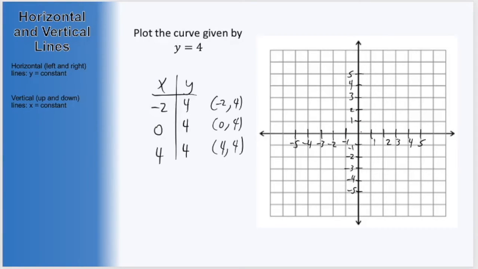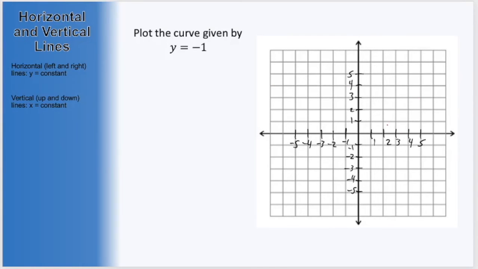And if we go ahead and plot them, first (-2, 4), then (0, 4), then (4, 4), we start to notice a trend. What we end up with when we connect our points is a flat, horizontal line that crosses the y-axis at a value of y equals 4. This is what we should expect from these types of equations. Once we realize this, it makes plotting these types of equations much faster.